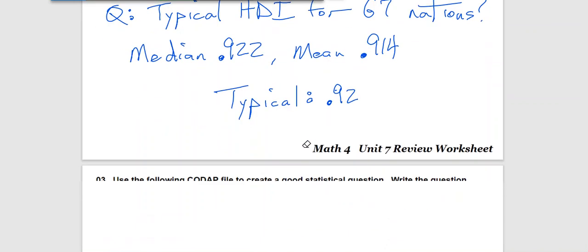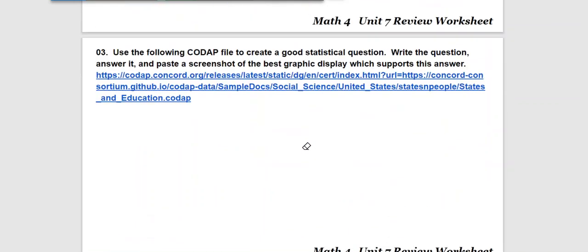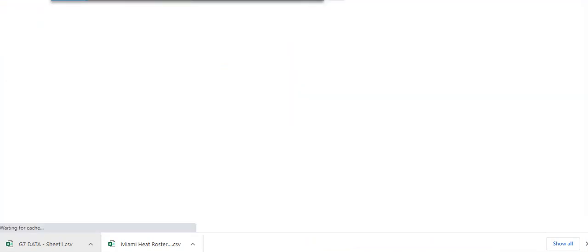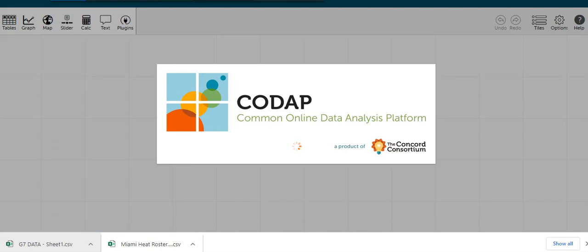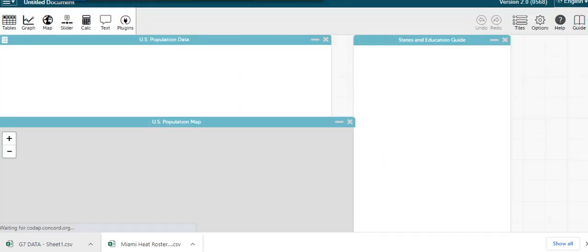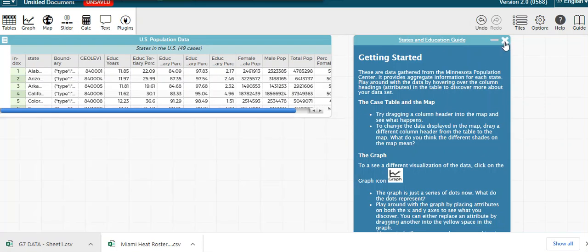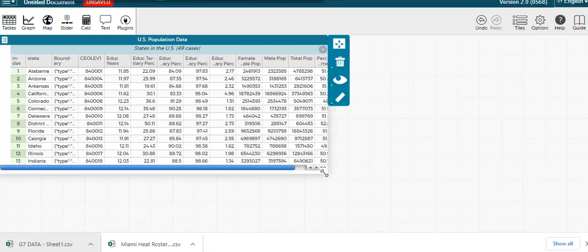I go back here. We have one here that has some U.S. data, and it's basically the same thing. So let's look at what we got here. Did I not open up? Yes, I did. Here it was. When you open up the U.S. data, I don't really need the map. I don't really need that. What I do need is this.